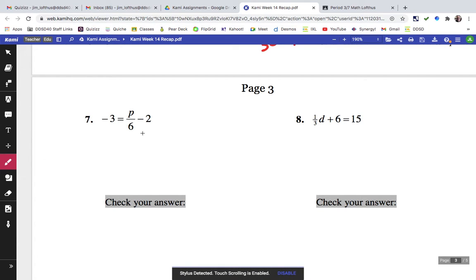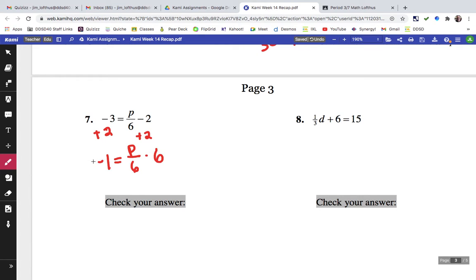So on problem number 7, the first step is to add 2 to zero out that 2. So I'm going to add 2 to this side. Negative 3 plus 2 is negative 1. So a number divided by 6 is equal to negative 1. I'm going to multiply this by 6 and multiply this by 6. So that's negative 6 equals, these cancel out to 1, and the answer is P. P is negative 6. So we'll check that.